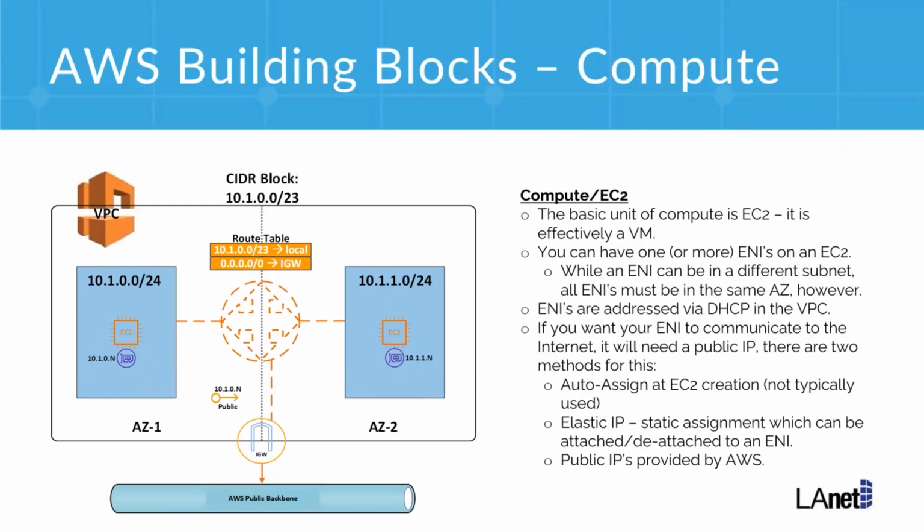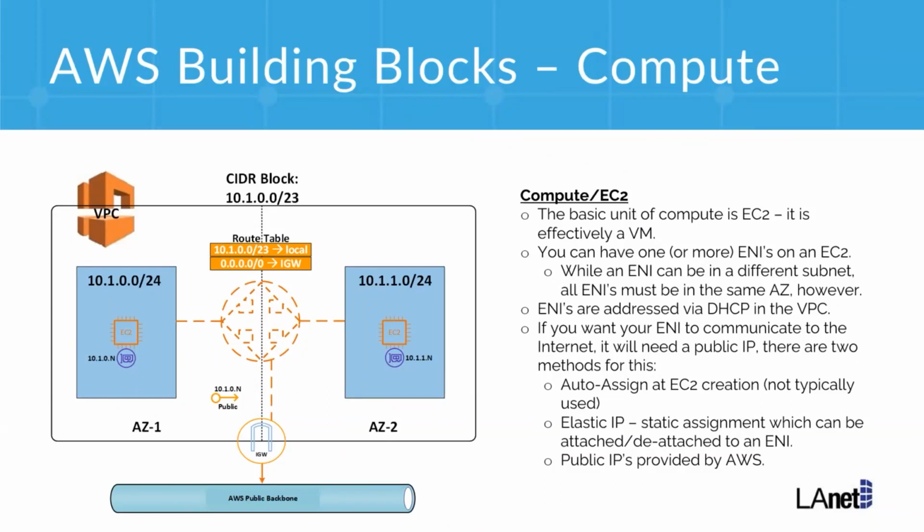So let's take a look. Compute, as I mentioned, we're getting ready to do our demo. The basic unit of compute is called EC2, which just stands for Elastic Cloud Compute. It's effectively a VM. They don't call them VMs, they call them EC2s, and there are other things that you can launch that have compute capacity within them. But to keep this at the basics and the simple level, we're just going to talk about EC2s, right?